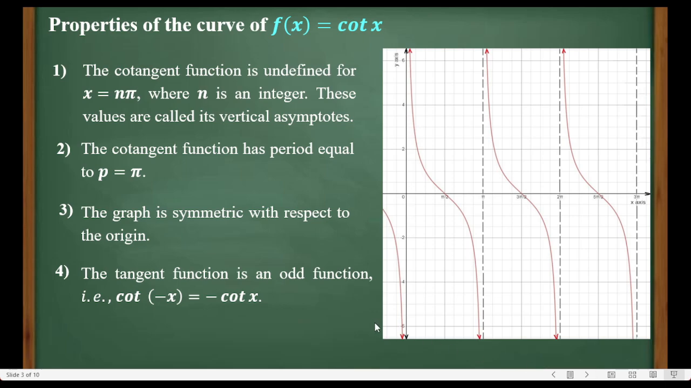The tangent function is an odd function, which means that if x is replaced by negative x, the value of the function will change from positive to negative. Okay, so particularly negative cotangent of x. And with that, we now proceed with the properties of the cotangent function, wherein the coefficients a and b now have values other than 1.